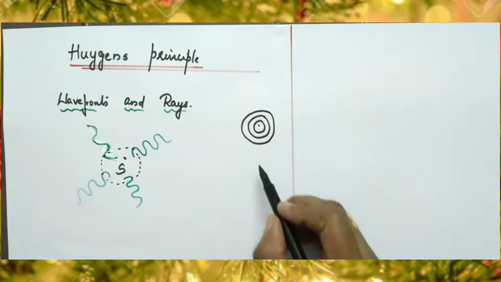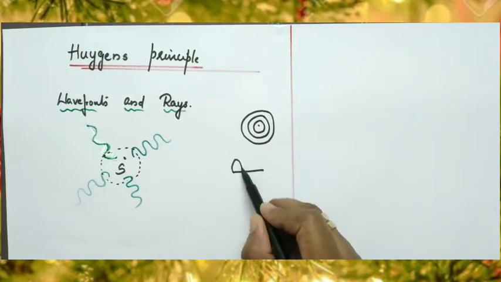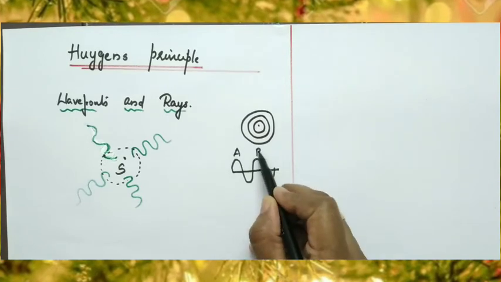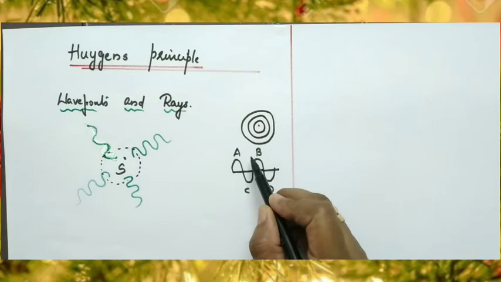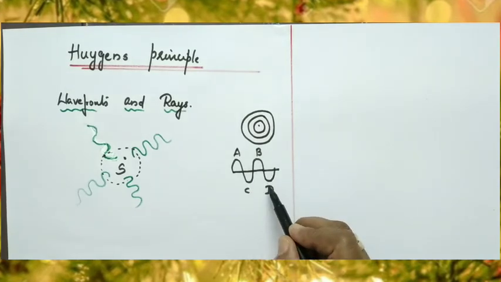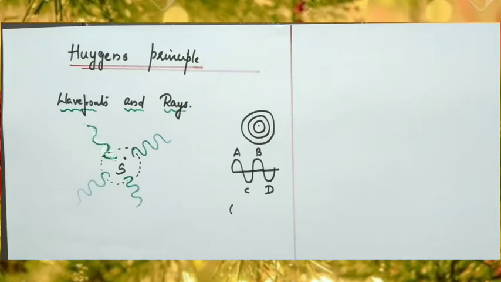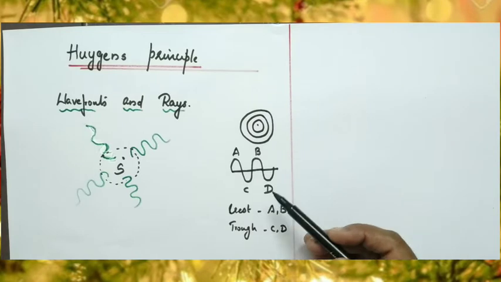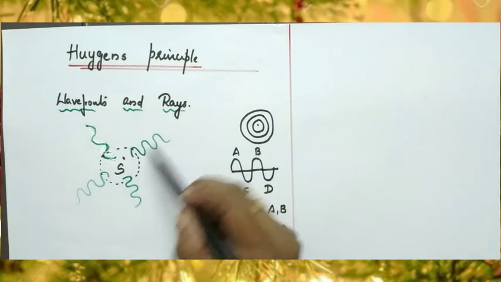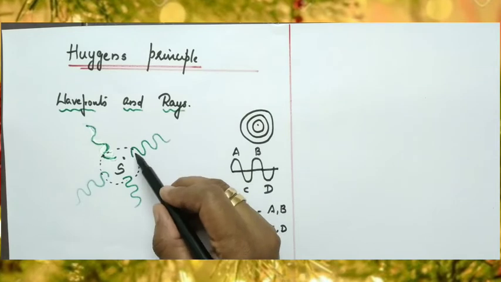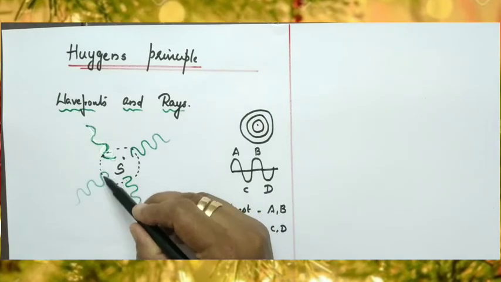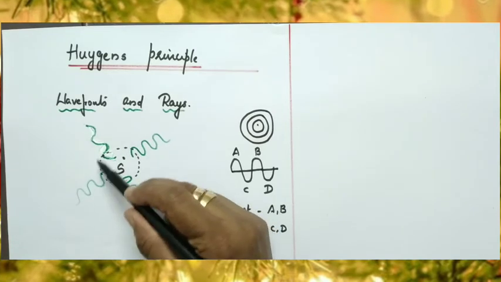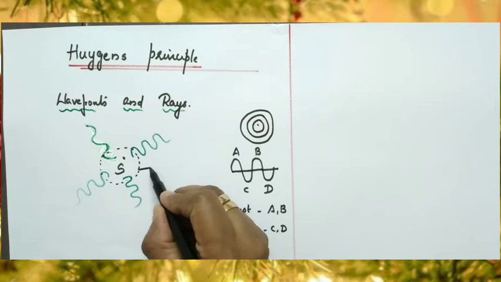If you consider a wave, here A, B, C, D. A and B are called crests and C and D are called troughs, which you know. So in these waves, there are a number of crests and troughs. If you consider the first crest of all the waves, they can be joined together and form a circular region, and this circular region is called a wavefront.